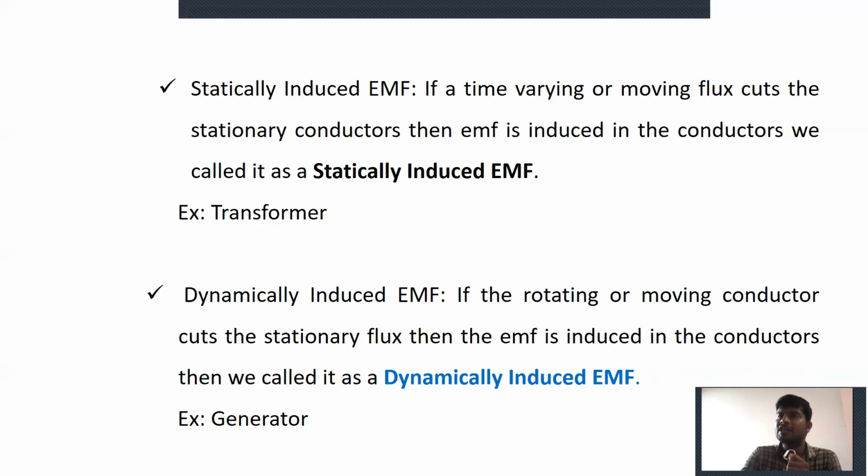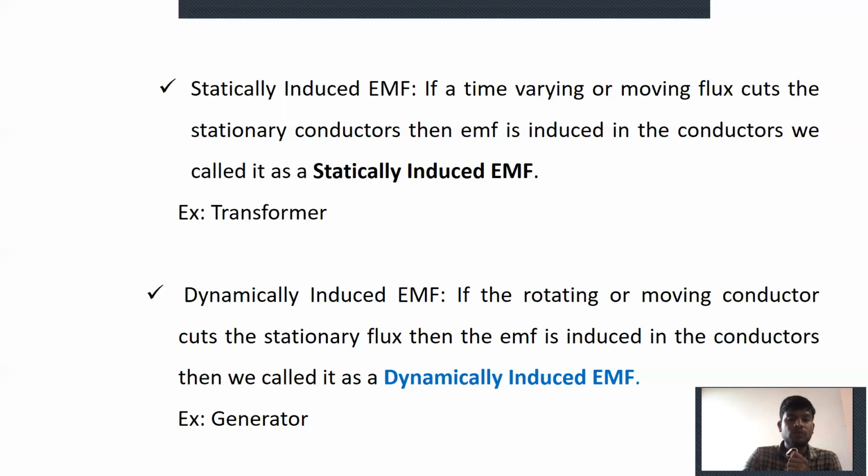Where do we get the dynamically induced EMF? Which device will produce the dynamically induced EMF? Simply, the generator. The generator produces the dynamically induced EMF. So this dynamically induced EMF is the principle of operation of the DC generator. This process is also called Faraday's laws of electromagnetic induction. This is the working principle of the DC generator.